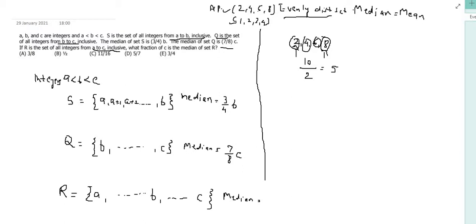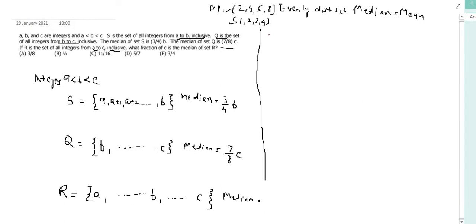All right, let's try to calculate the median of set S. Let me call it SM. My first term is A and my last term is B, so I can calculate its mean, which is (A plus B) by 2. As I already told you, in this evenly distributed set, median is equal to mean, so this is going to be equal to its median.